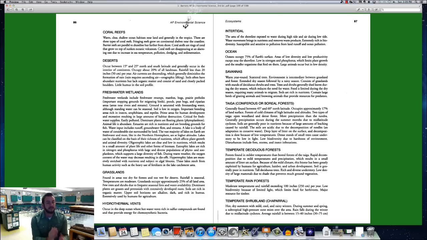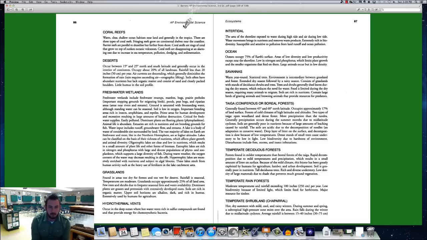Deserts occur between 15 and 25 degrees north and south latitude, generally in interiors of continents. They occupy 20% of all landmass. The rainfall is less than 20 inches per year. Air currents are descending, which generally diminishes the formation of rain, and therefore brings that arid climate. And soils often have abundant nutrients but lack organic matter and consist of sand, closely packed boulders, little humus in the soil profile to really give good growth.